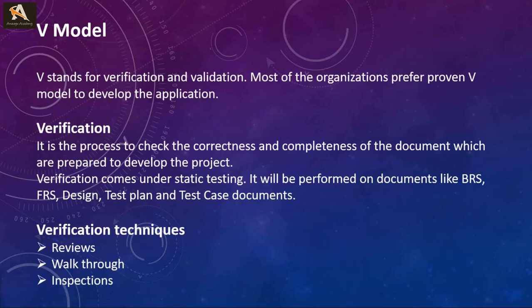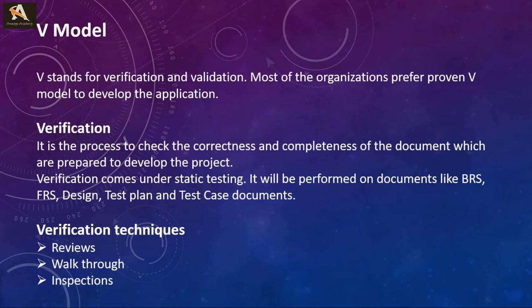Next comes the V model. V stands for verification and validation. Most organizations prefer the proven V model to develop applications. In the V model, testing activity starts in parallel with development activities, and they also give the same weightage to the testing activities as to the development team.